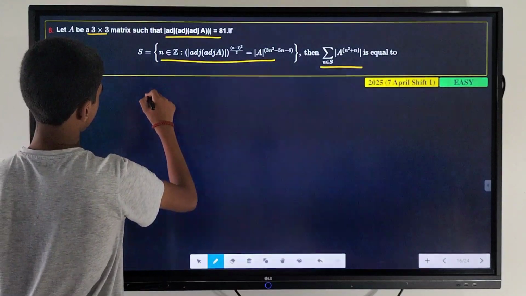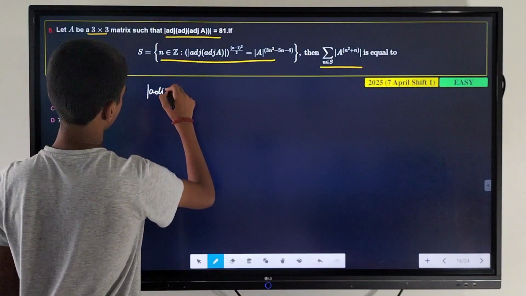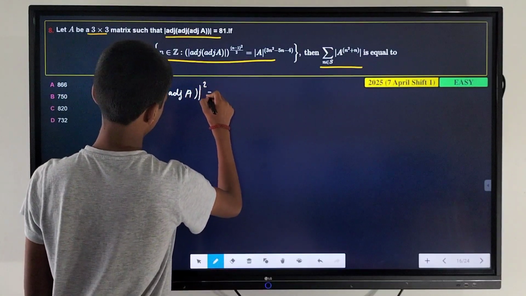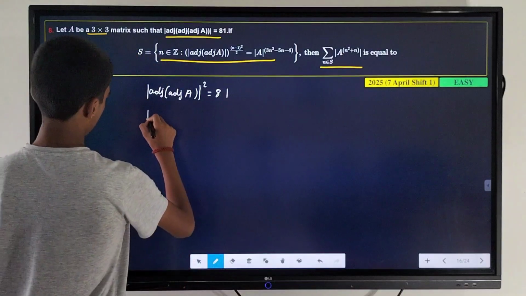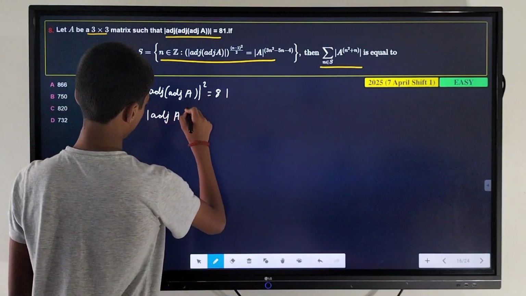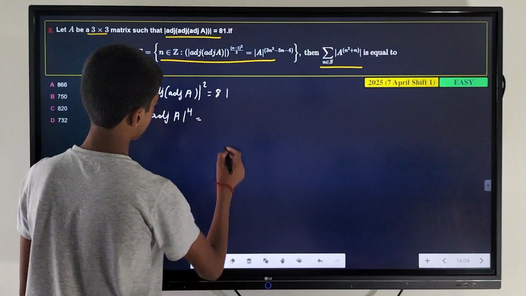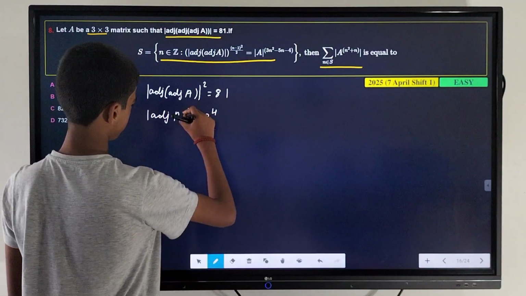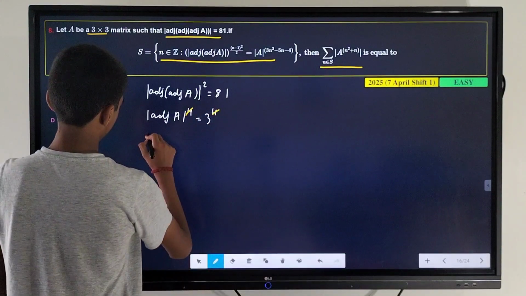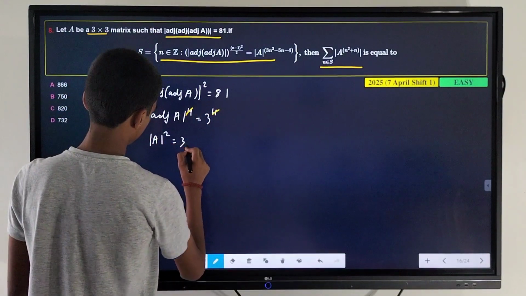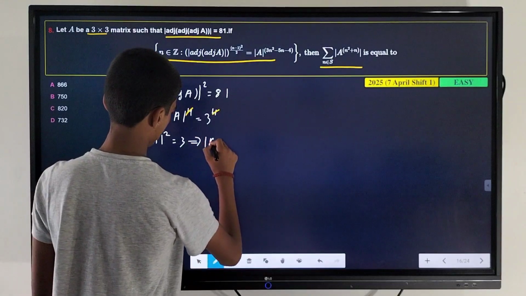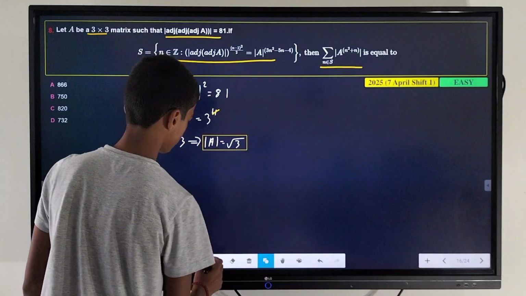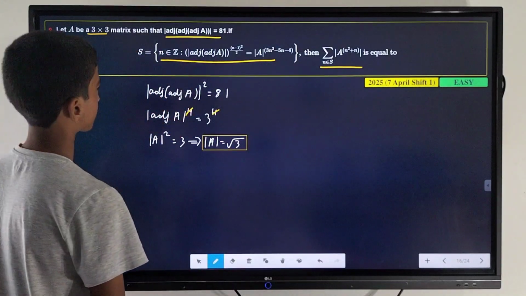It will be adjoint A raised to square is equal to 81. Adjoint A 4 is equal to, we can write 81 as 3 raised to power 4. 4 will get cancelled. So determinant of A square is equal to 3. We will get determinant of A is equal to root 3. We have determinant of A.